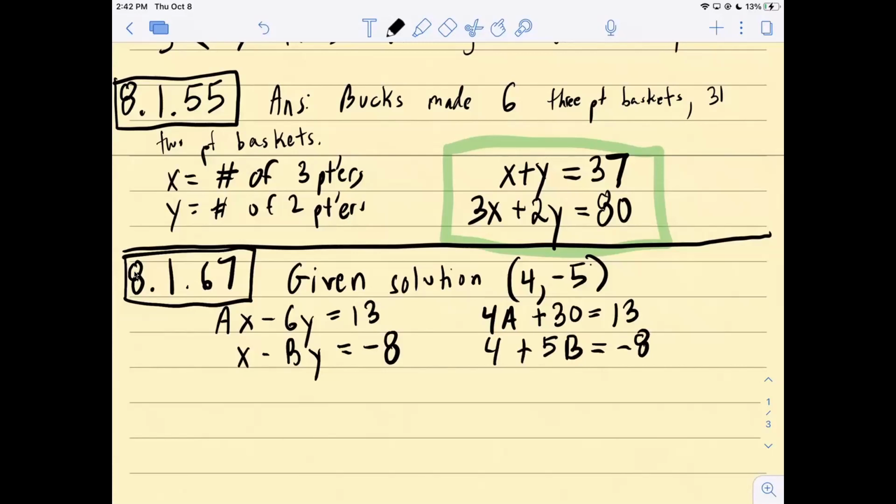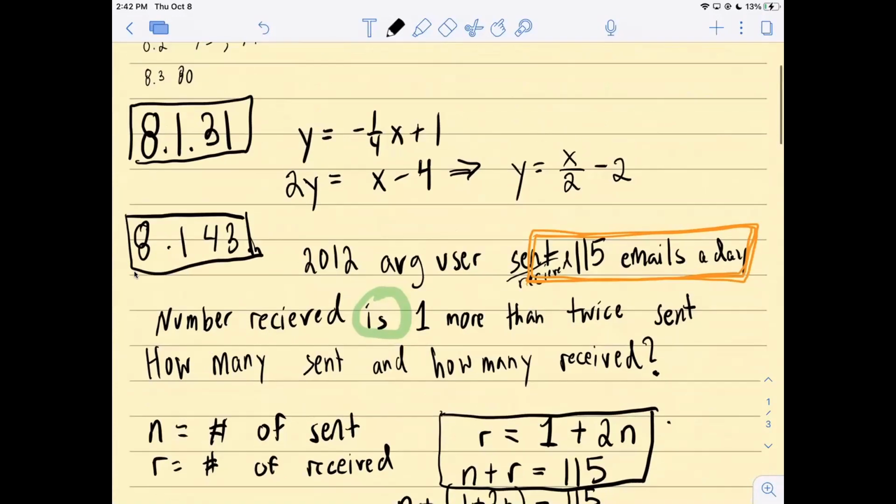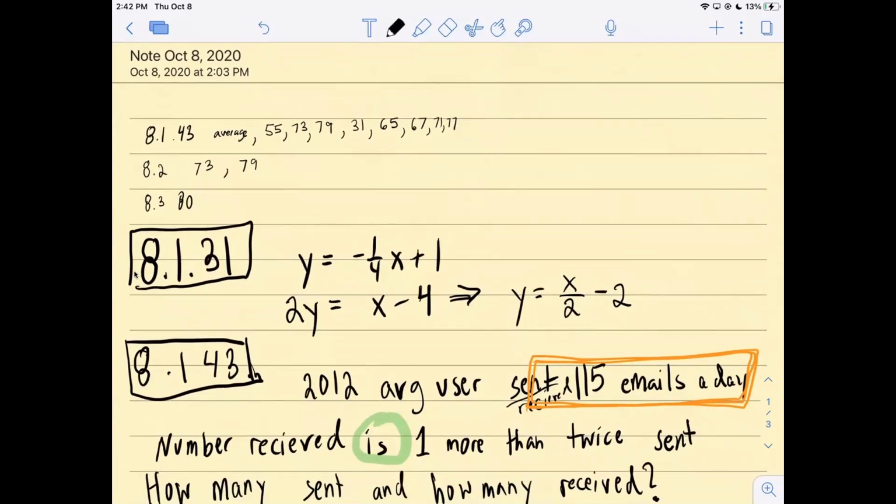Okay, let's go on to 8.1. 71, I'm going to skip that one. 65 is a great example. Make sure you know how to do this one. This is exactly like what we did in class yesterday. Come up with your own system that has either exactly one solution, no solutions, or infinitely many. So that's a really important one. 71 and 77.